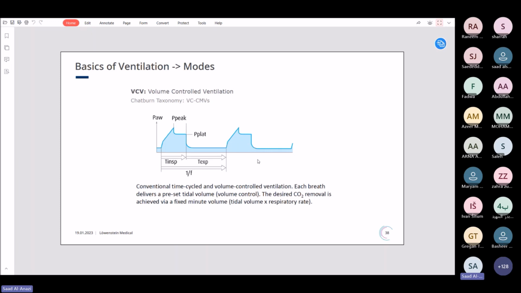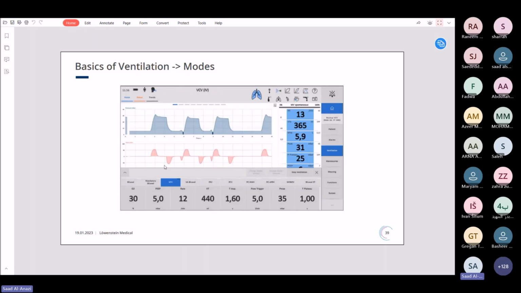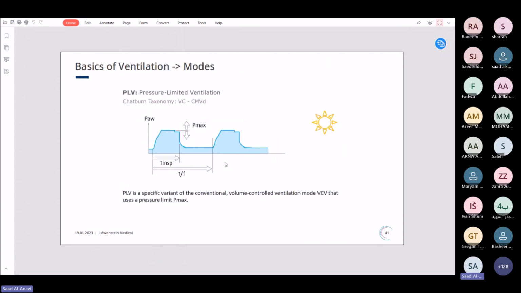It's a common mode for many patients, especially for adults or a specific patient. As you see in the main screen, you need to go to ventilations and select volume control ventilation, and you will have the main settings here. You need to adjust them based on your patient category and weight, ideal body weight, and the demand of the patient from the ventilator, and you can select the mode that you are looking for.